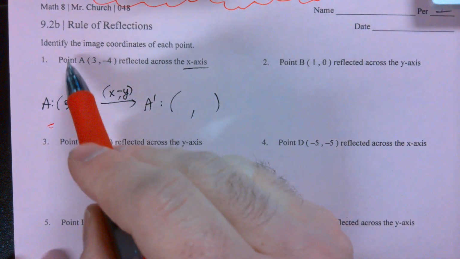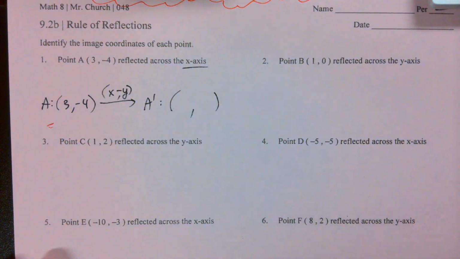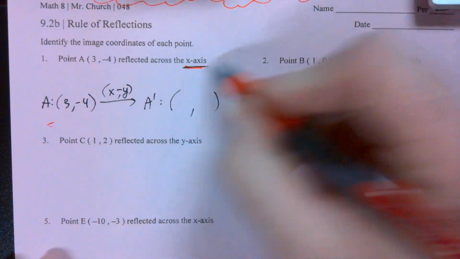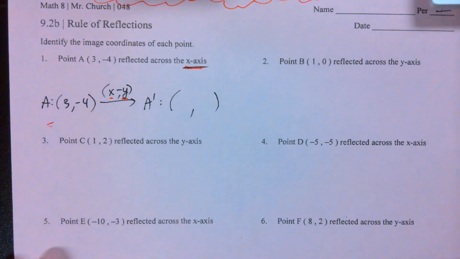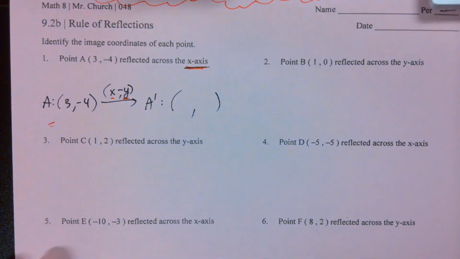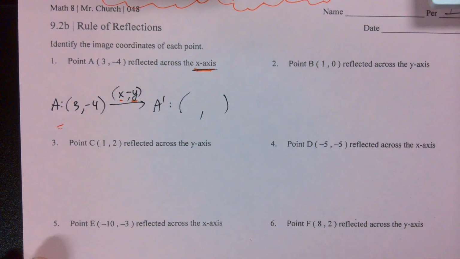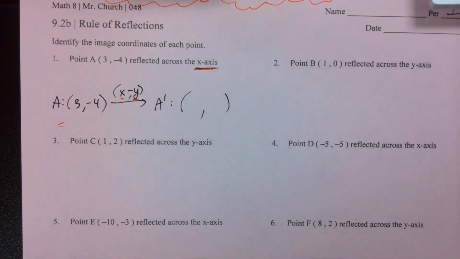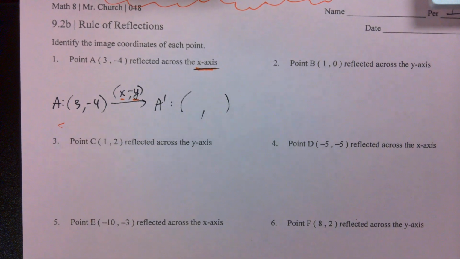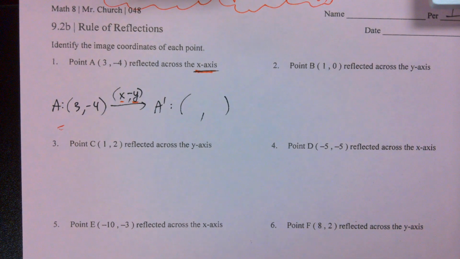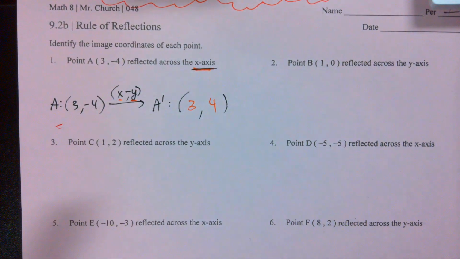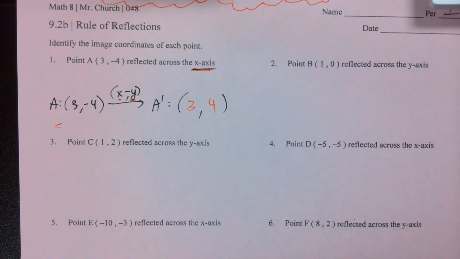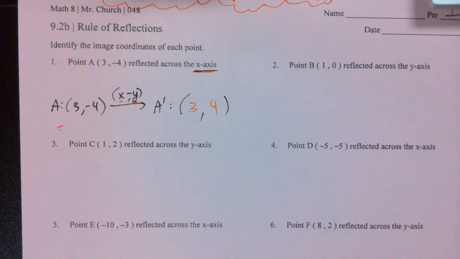So we started out number 1 yesterday. My pre-image is 3, negative 4. I'm reflecting across the x-axis, so I'm going to use the rule x comma negative y, which would give me an image coordinate of what? Darius, you got number 1 for me? What's number 1? Okay, so thank you. 3 comma 4.